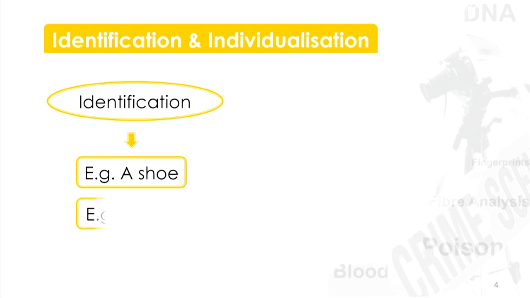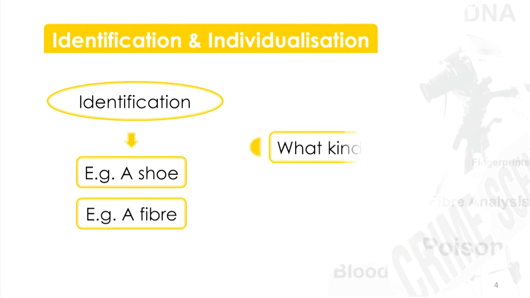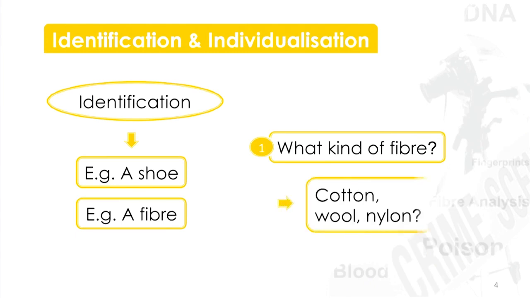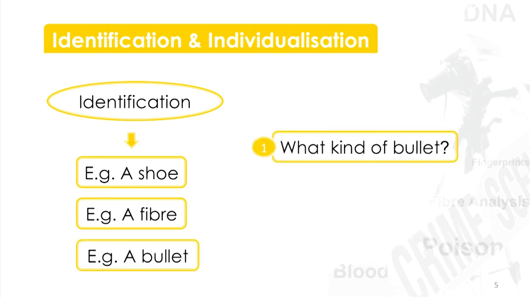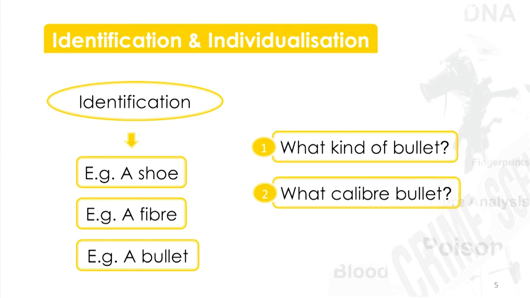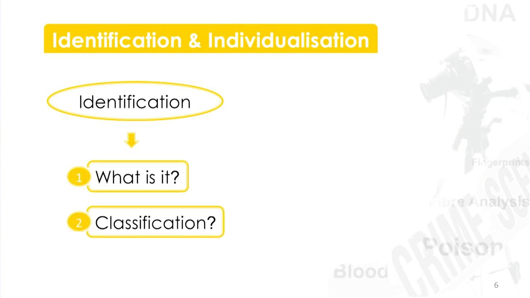If you find a fiber at a crime scene, what kind of fiber is it? Is it a cotton fiber, a wool fiber, a nylon fiber, etc.? If you find a bullet at a crime scene, what kind of bullet is it? Particularly, what caliber bullet is it? So these are class characteristics, and these start to narrow down the object in question.